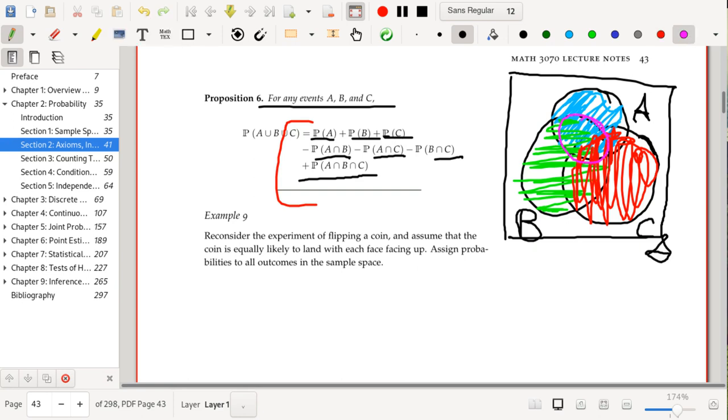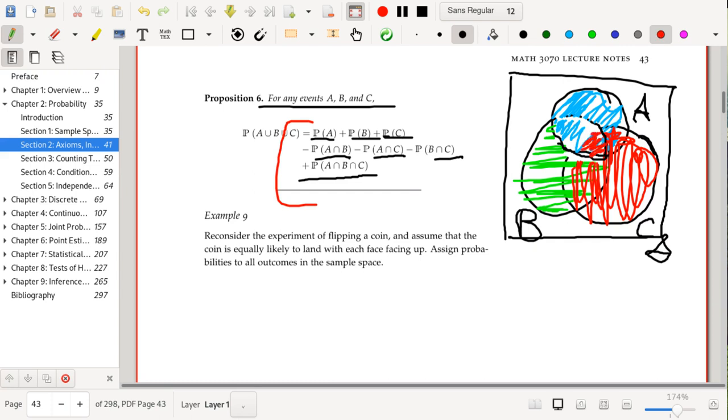Let's start with the double counting here. We're going to subtract out the probability of A and B, which I understand as subtracting out a little green sliver. So I've subtracted out the green area from that sliver, leaving blue left and some red left.